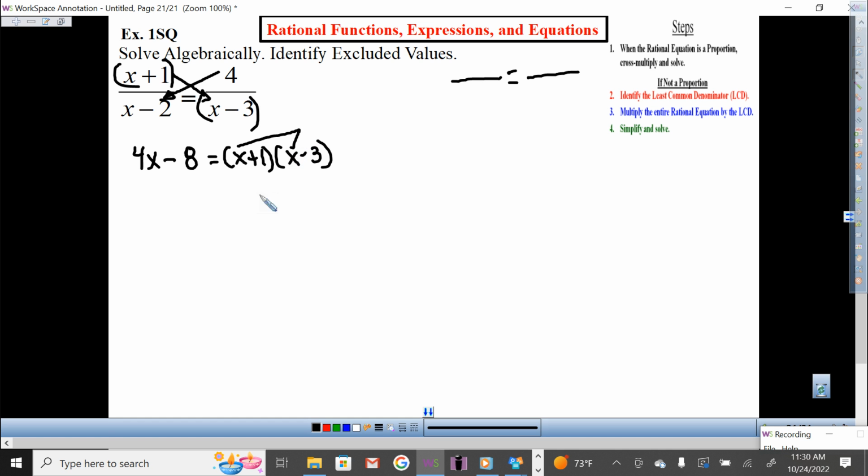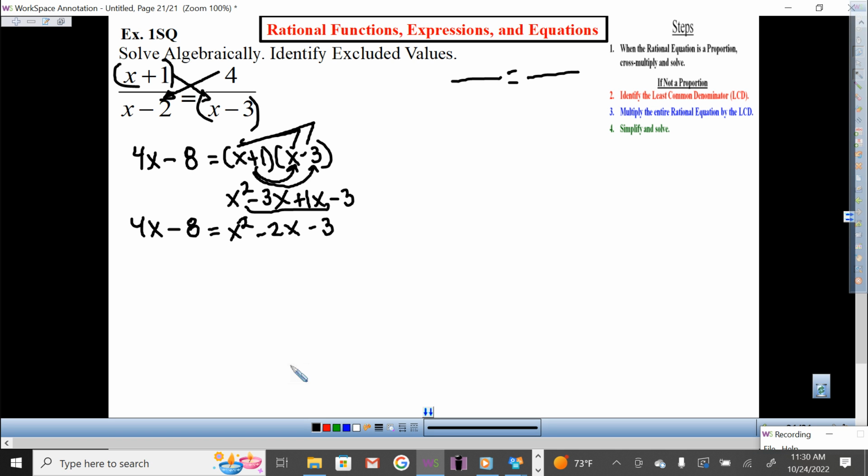What is x times x? x squared. What is x times negative 3? Negative 3x. What is 1 times x? That's 1x. What is 1 times negative 3? Negative 3. Can we combine like terms? Yes, these two right here. So that leaves us with x squared, then negative 3 plus 1, that's negative 2x, and bring down the negative 3. And all that equals 4x minus 8.